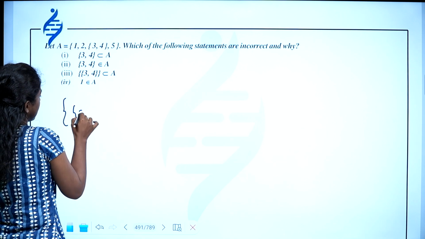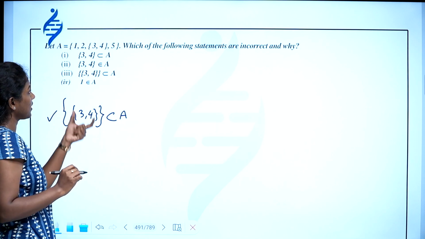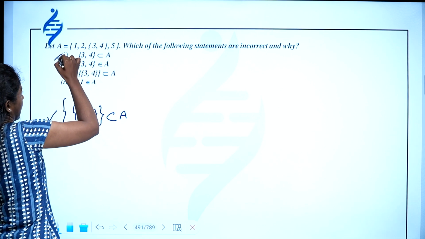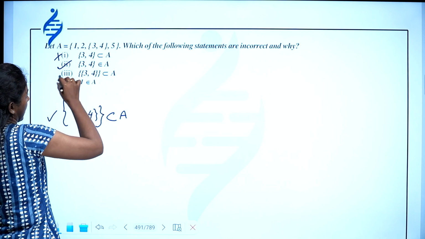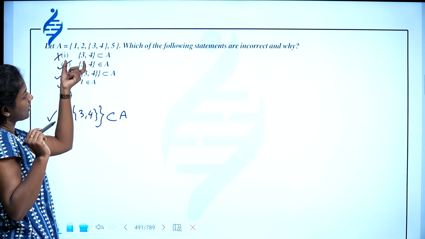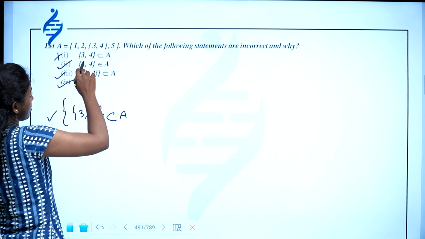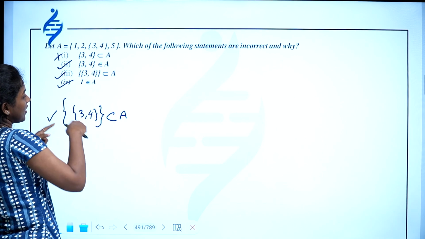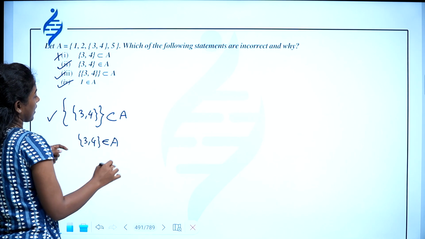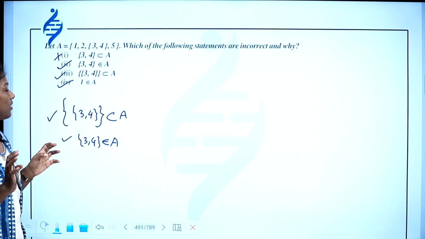But {{3, 4}} is a subset of A. This is true. But {3, 4} is just an element, so {3, 4} belongs to A is true. So this is incorrect. Then this is a subset of A, this is true. Then 1 belongs to A, correct. So the only statement which is false is {3, 4} subset of A. If we are writing {3, 4} subset of A, either you should write it like this or {3, 4} belongs to A. So either this or this is true. The first statement is false anyway.